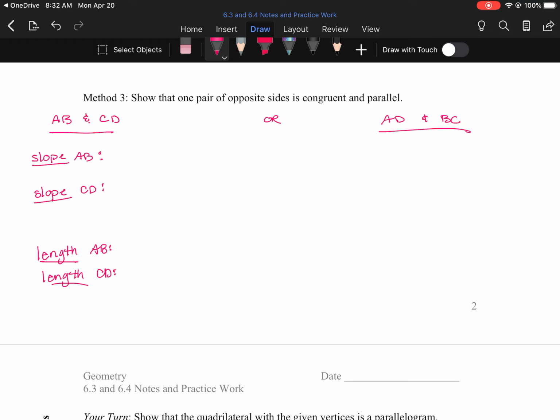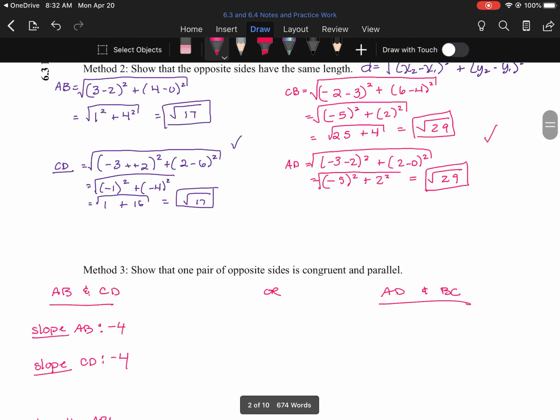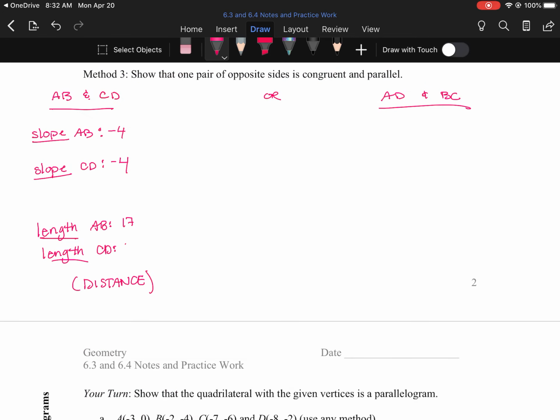So the slope of AB, if we did rise over run, that's -4. And then if we were to do the length, remember that's our distance formula. We found that each of them were the square root of 17. Now typically we would actually have to do these to prove them. You have plenty of room there, but since we already did them, I'm not going to make you do them again. Oh, and the slope is +4. I apologize. I was looking at the wrong problem. So both slopes are +4, and both lengths are the square root of 17.